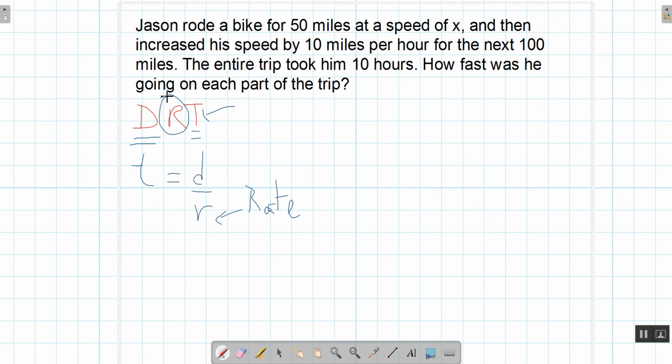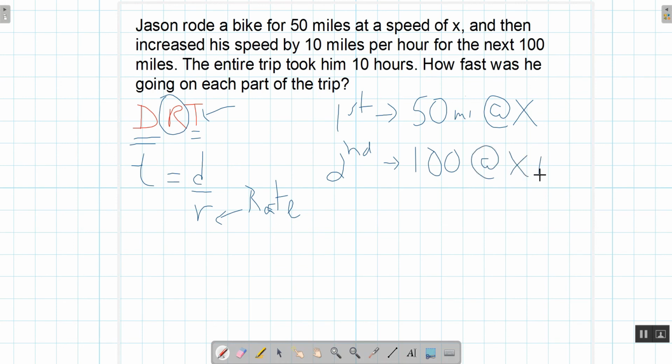So you notice that we have two legs, right? First leg is 50 miles at x miles per hour, and then the second leg is 100 miles at x plus 10 miles per hour. Let's make sure we put our units in. That's just the physics teacher and me.